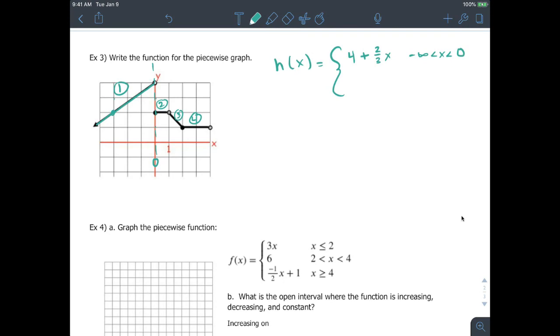The next part is right here. It looks like it starts at 0 and goes to 1. So the domain is going to be from 0 to 1. At 0, there's a solid dot, so that's included. Are we included at 1? No, it's an open dot. And the function on this piece would just be a constant 2.